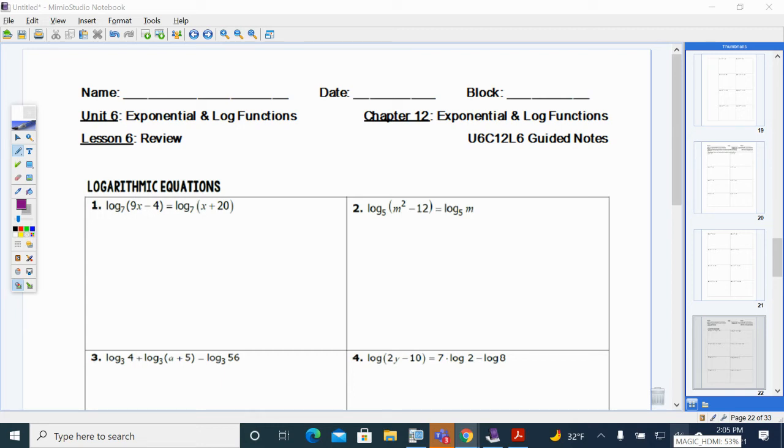This video is on Unit 6, Chapter 12, Exponential and Log Functions, Lesson number 6, which is just a review. So this is a recap of all the different types of equations that we studied in Chapter 12. The first set that we're going to look at are logarithmic equations.